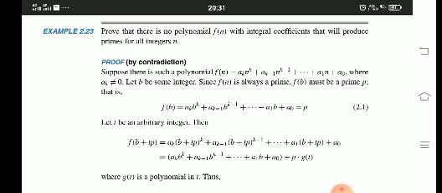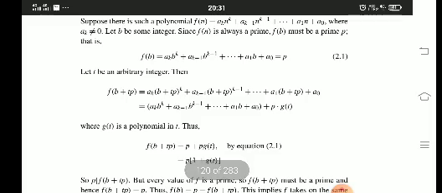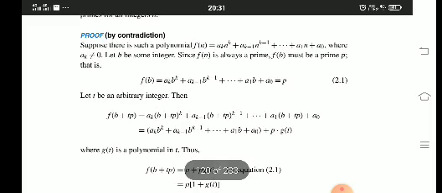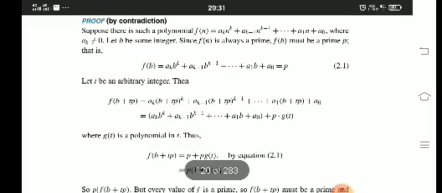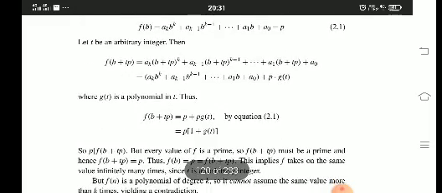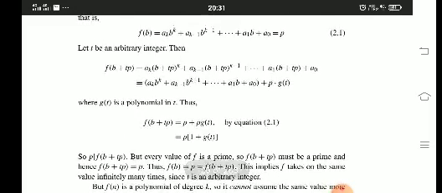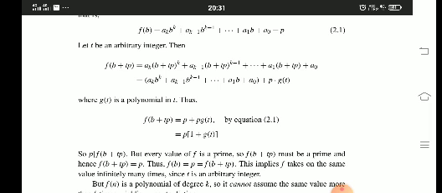Since f(n) is always prime, f(b) must be a prime p. If f(n) is always a prime, then f(b) must be a prime. That is, f(b) = p. That means f(b) = a_k b^k + a_{k-1} b^{k-1} + etc. + a_1 b + a_0, which equals p.